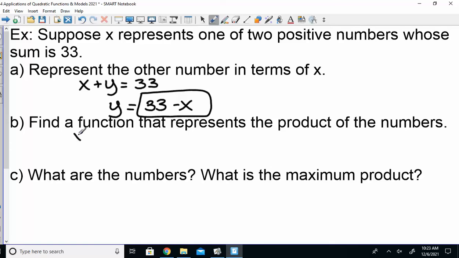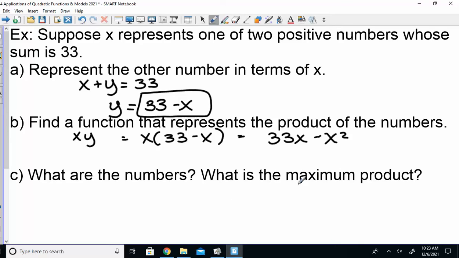X plus y equals 33. The product is x times y. That's what we're trying to find. So that would be x times the 33 minus x. So that gives us 33x minus x squared. Okay.